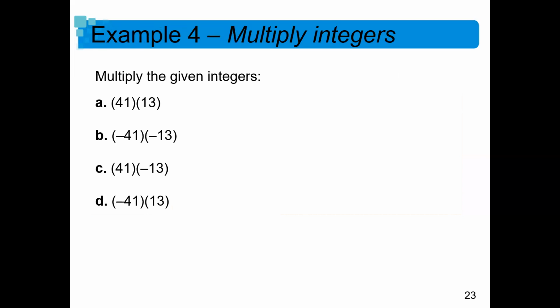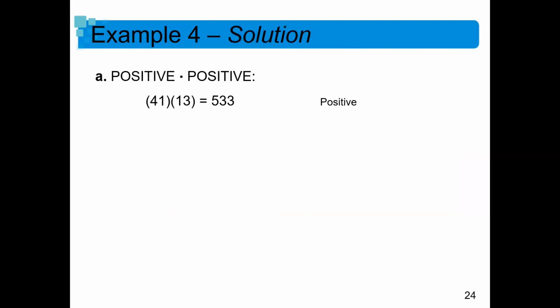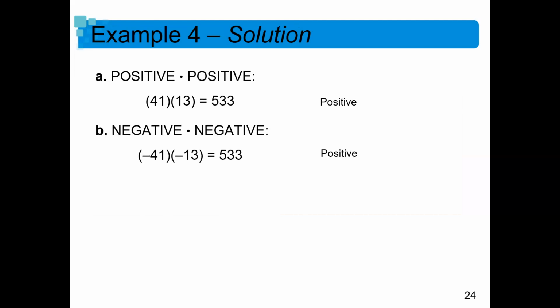So, like here, for example, 41 times 13. So the answer is 533. And since both numbers are positive, the final answer is positive. Negative 41 times negative 13. Well, both are negative. So the answer has to be positive after multiplying them.